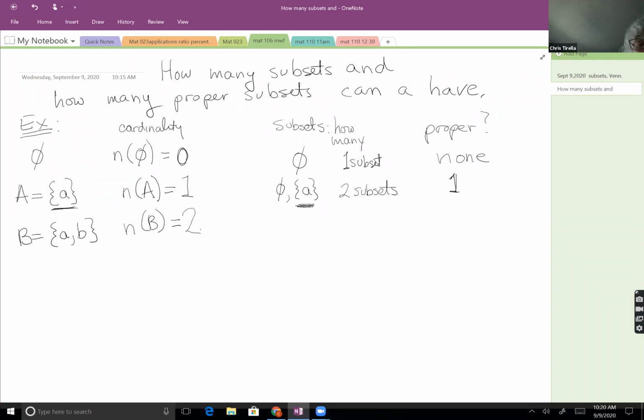Now, if I wanted to list the subsets, the empty set is a subset of every set. Can anybody think of any more subsets that this set A, B would have? Would it be B? Could have a set with just the letter B. Anything else? A, just the letter A in it. Anything else? Can it be a subset of itself? Okay, yeah. So how many subsets does this one have? 4.